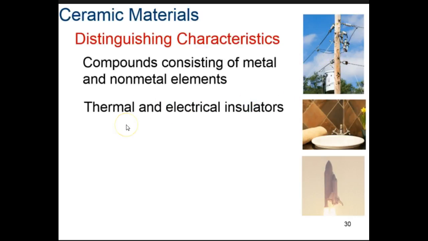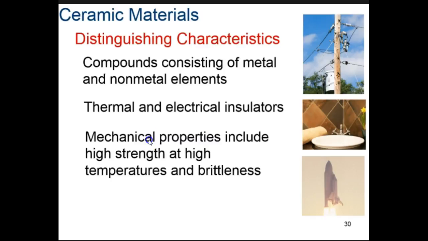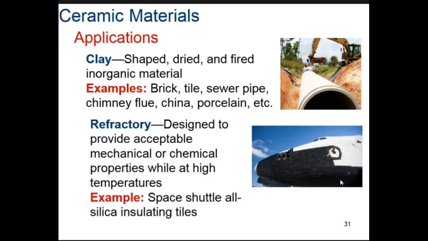They're also good thermal insulators, meaning that we use ceramics whenever we want to keep hot things hot or cold things cold. Our fiberglass insulation and basically all the insulation in your coats, when you have a squishy coat with insulation in there, all that is made out of ceramic materials. The properties include high strength at high temperatures and brittleness. It is brittle, but it is good at high temperatures. For example, with the space shuttles, they put ceramic tiles around the nose because as it goes through the atmosphere, it would get very hot.